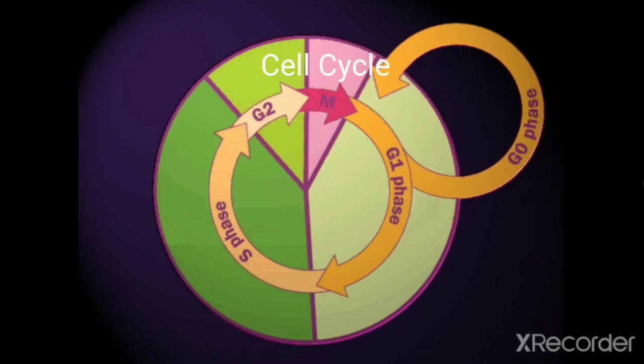Once the cell has all the requirements for cell division, the cell enters into the mitotic phase, where the cell is divided into two daughter cells. And after the mitotic phase the cells have two options: either they enter into G0 phase, that is the dormant phase, or they re-enter the cell cycle.